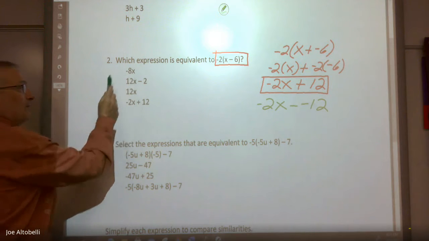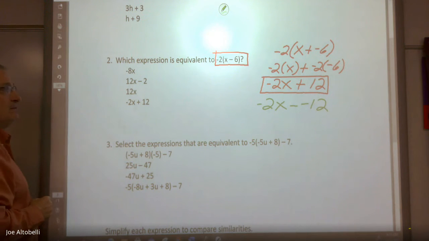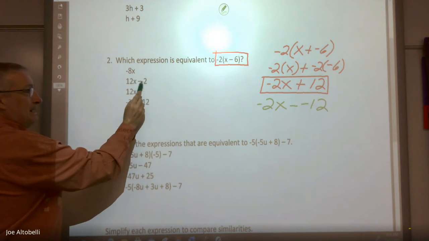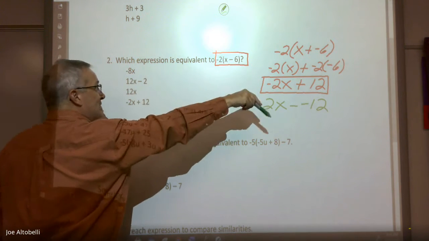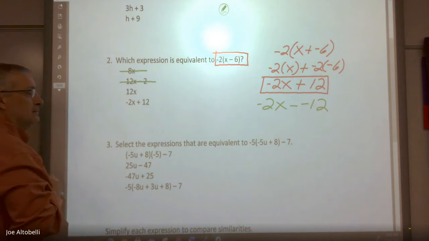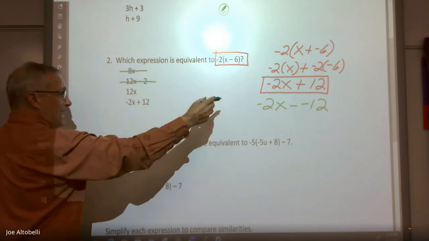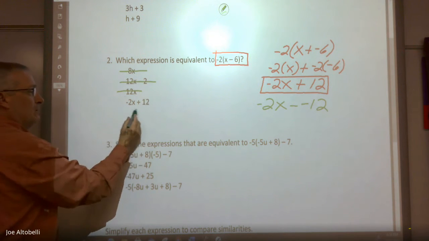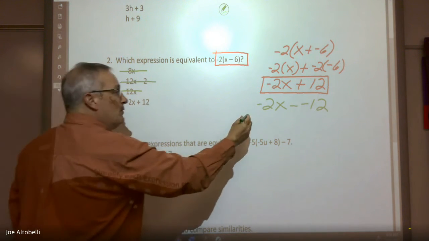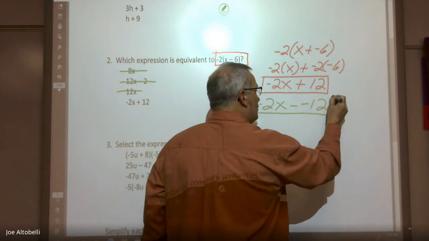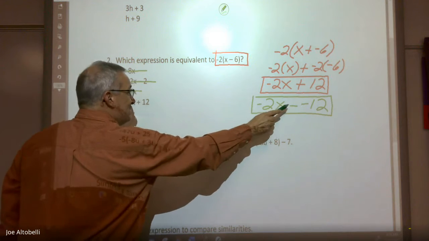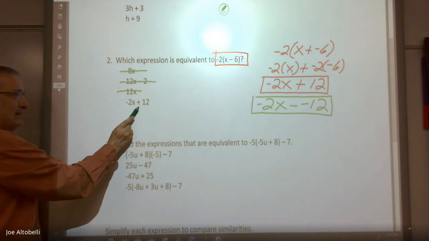Because when you look over here, you have to match it up. Okay, this is simplified. I can't combine those, but it's not the same. 12x, I can't combine those. It's not the same. And then I have a -2x plus 12. So if you had this as your answer, which is fine, you need to recognize that this is the same as this.